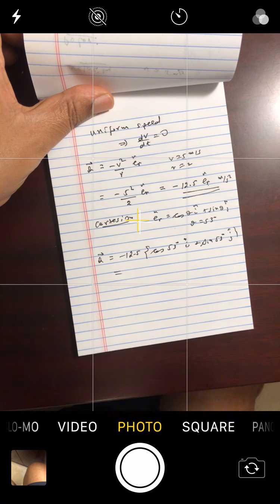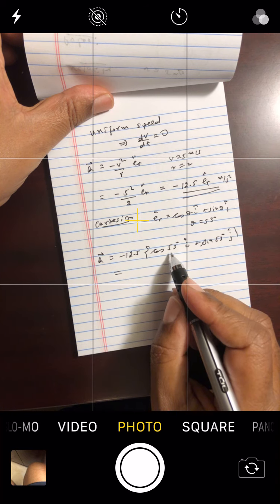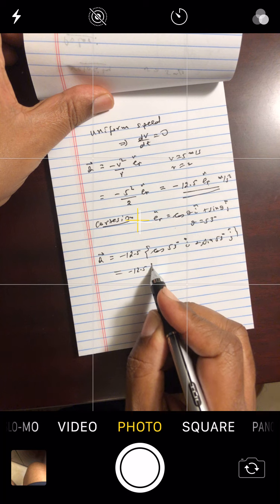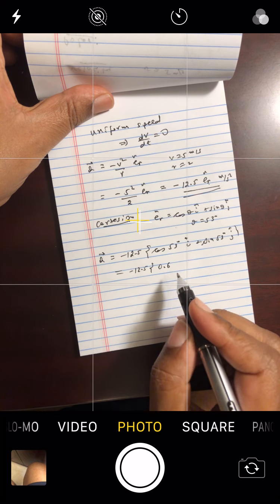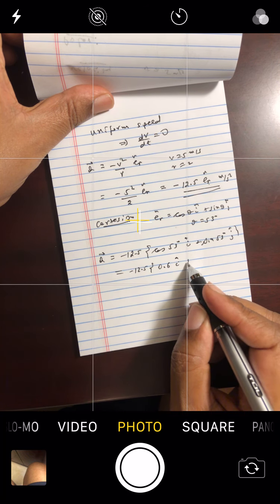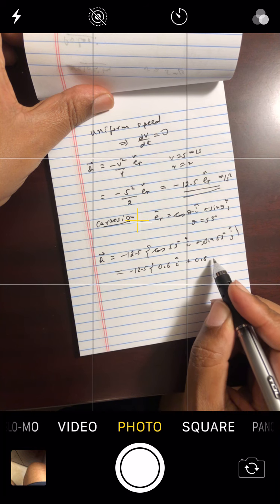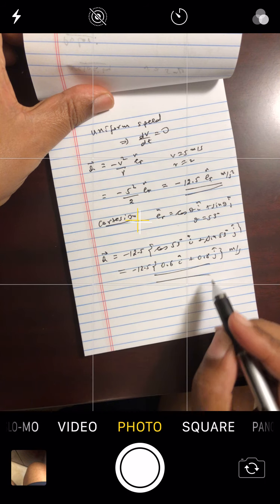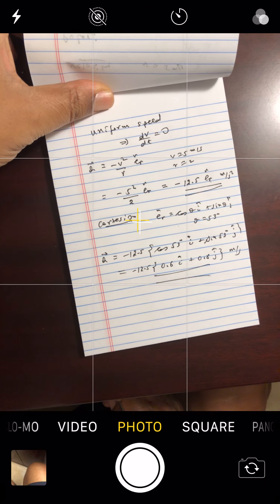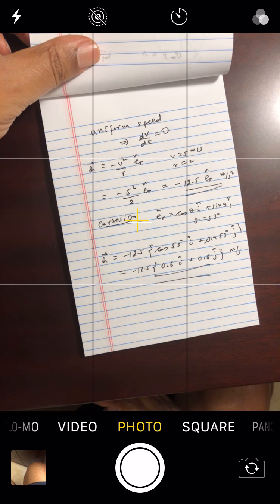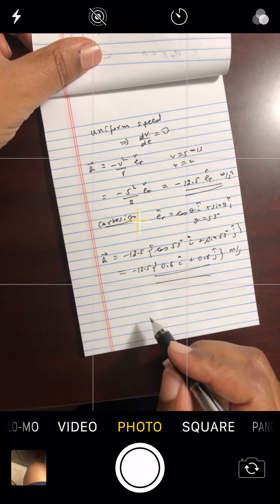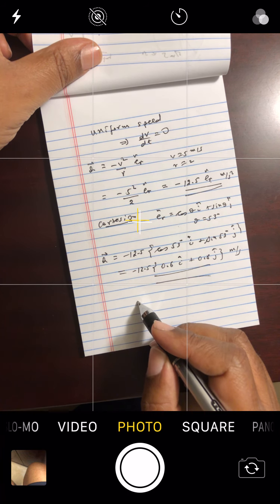Cosine 53 is 0.6, so we've got negative 12.5, and this would be 0.6 in the i direction plus 0.8 in the j direction, meters per second squared. That will be the acceleration in Cartesian coordinates. Now let's consider a problem with tangential acceleration. We're going to add tangential acceleration now.